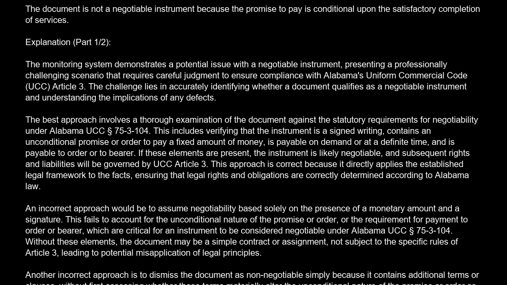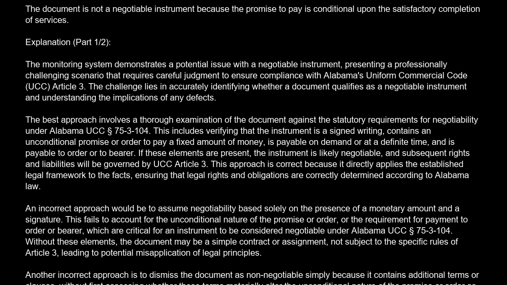The correct answer is B. The document is not a negotiable instrument because the promise to pay is conditional upon the satisfactory completion of services. Explanation. The monitoring system demonstrates a potential issue with a negotiable instrument, presenting a professionally challenging scenario that requires careful judgment to ensure compliance with Alabama's Uniform Commercial Code, UCC, Article 3.